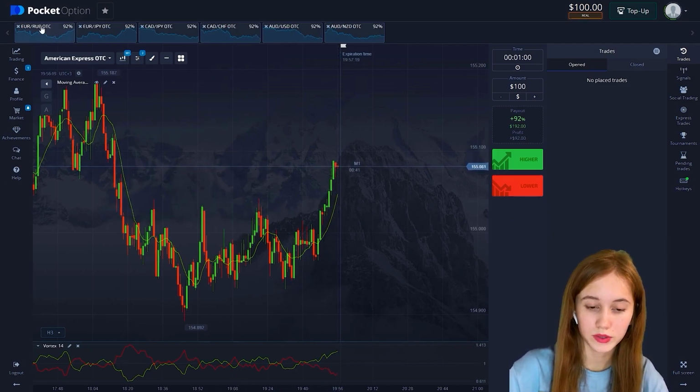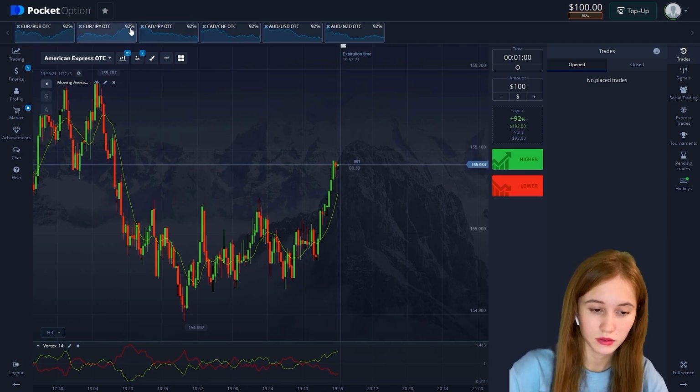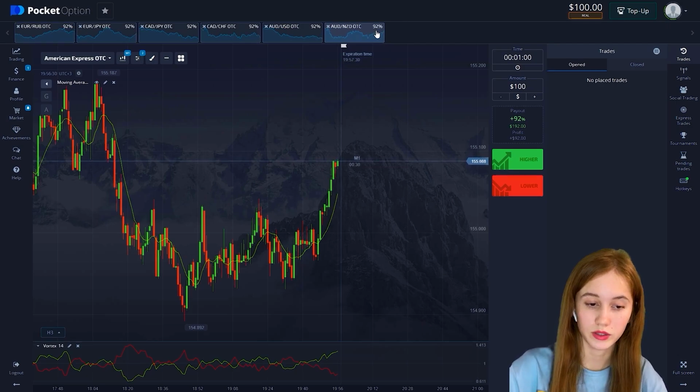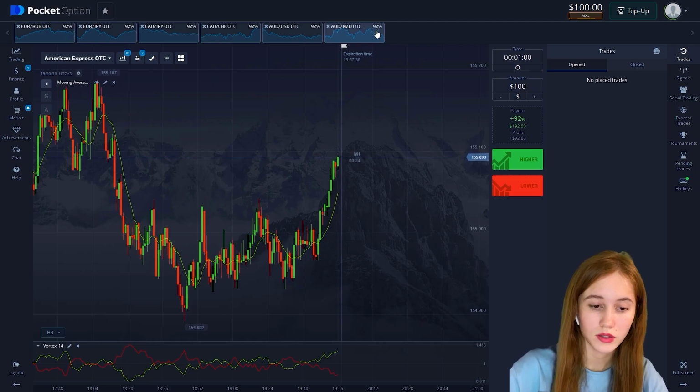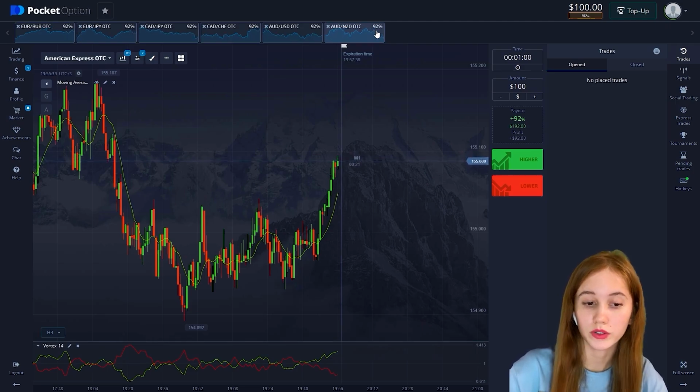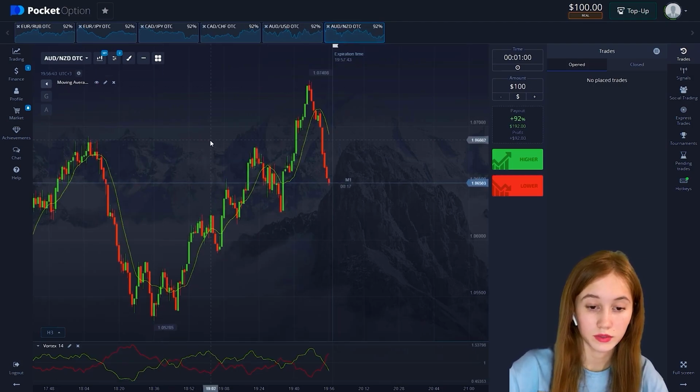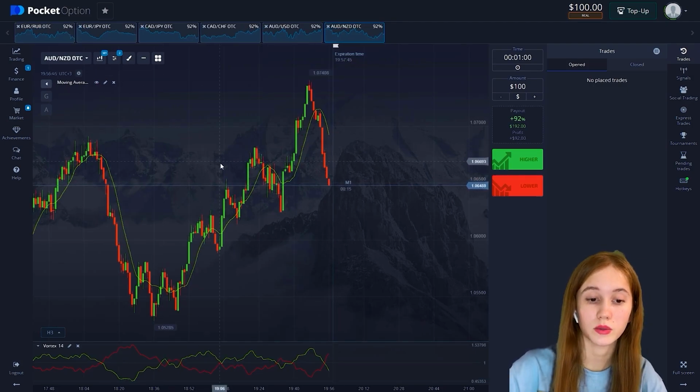Next, we will use currency pairs. Our payout percentage of all currency pairs is currently more than 90%. It's very good. So it's very important to have a payout percentage more than 70%. And for analysis we will use our technical analysis.